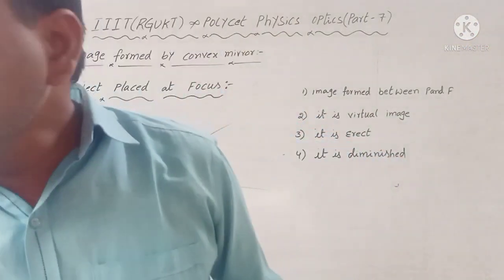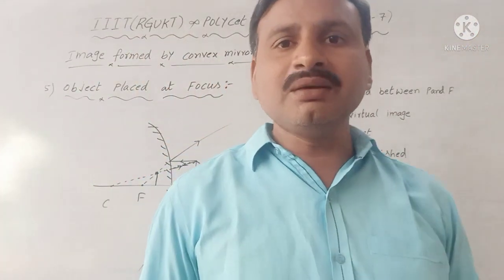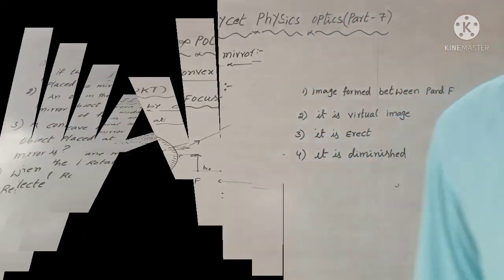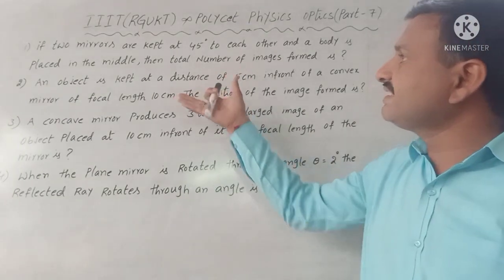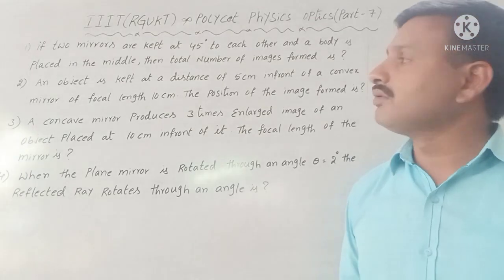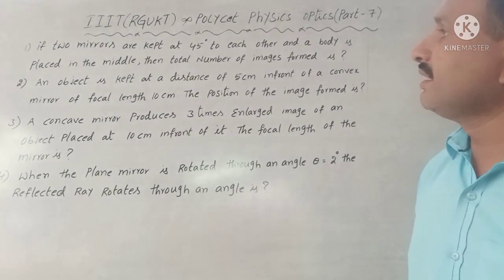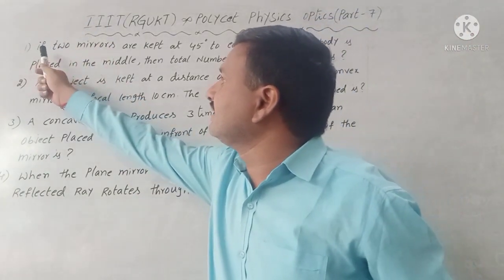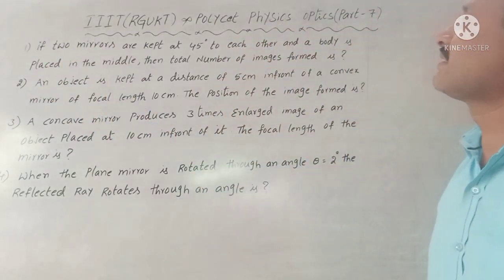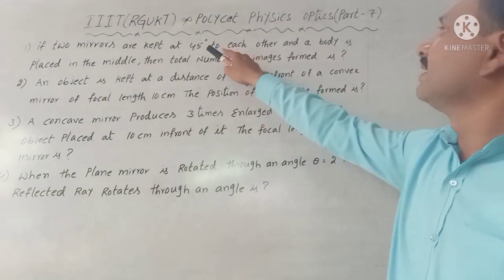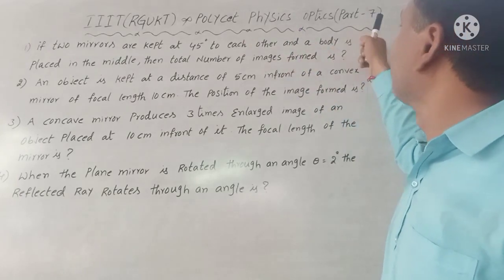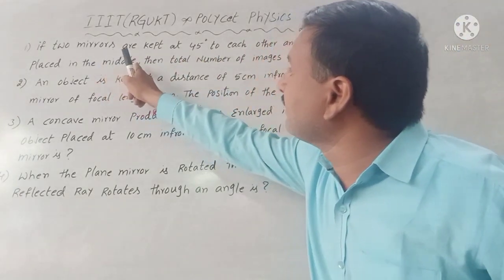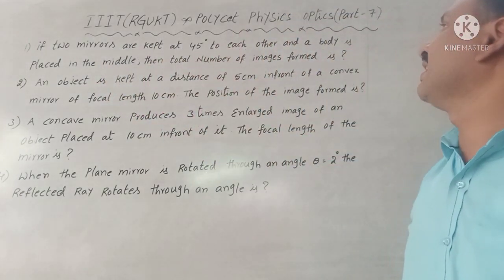Now we do some problems. Four problems today, here given the four problems. First one is: if two mirrors are kept at 45 degrees to each other and a body is placed in the middle, then the total number of images formed is.